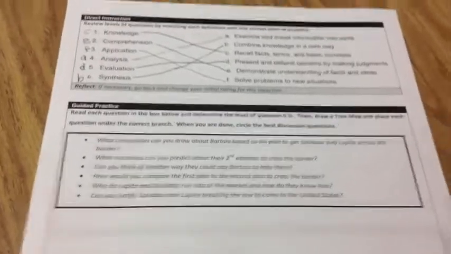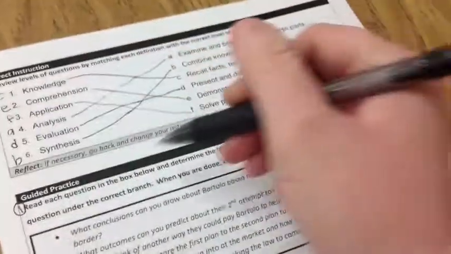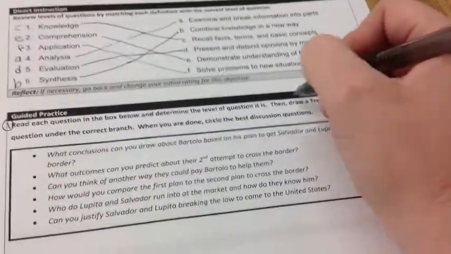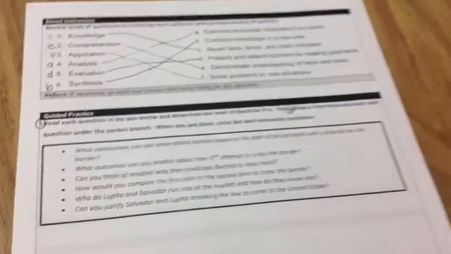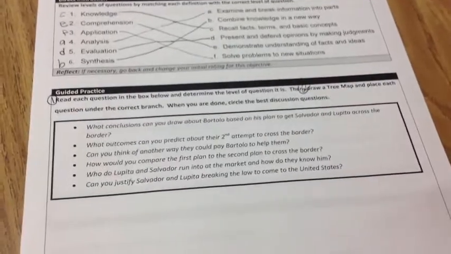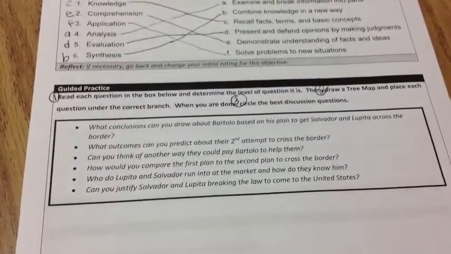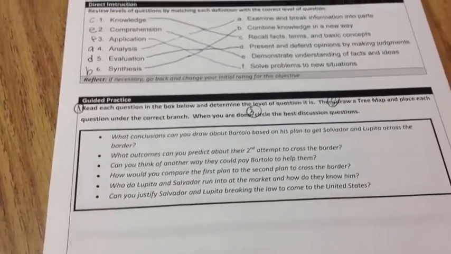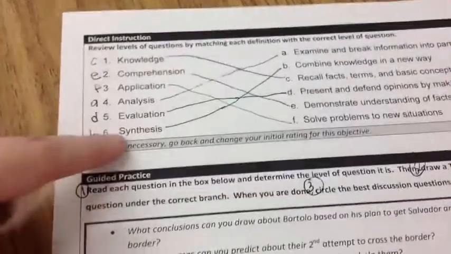Okay, so I see that I'm doing 3 different things here. The first thing I'm going to do is read each question and determine the level of question it is. Then I'm going to draw a tree map. That's the second thing I'm doing. And place each question under the correct branch. And then when I'm done, I need to circle the best discussion questions, 3. So I need to make sure that I do all 3 of these tasks. Okay, so the first one, read each question and determine the level of question it is. So again, these are our levels of questions up here.